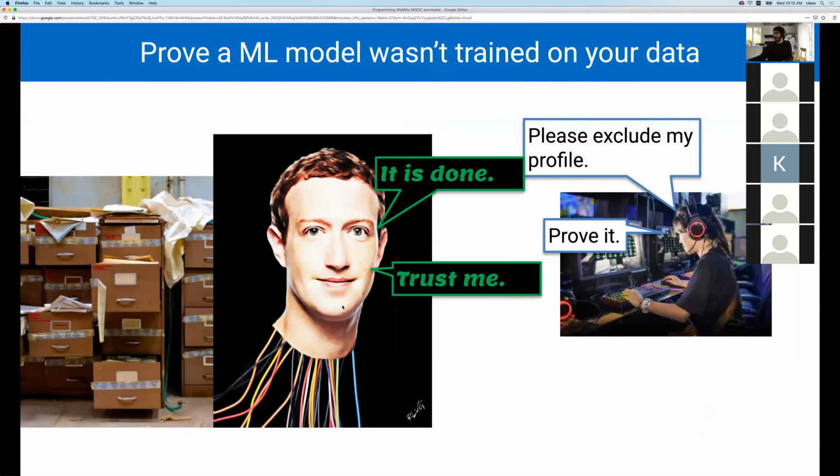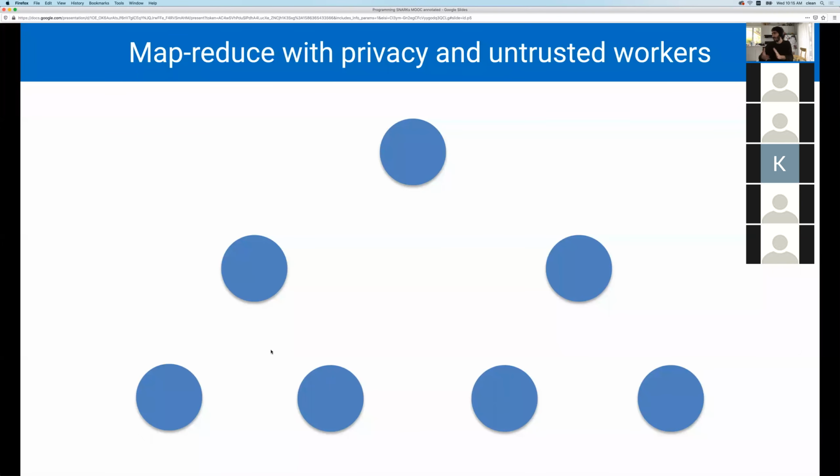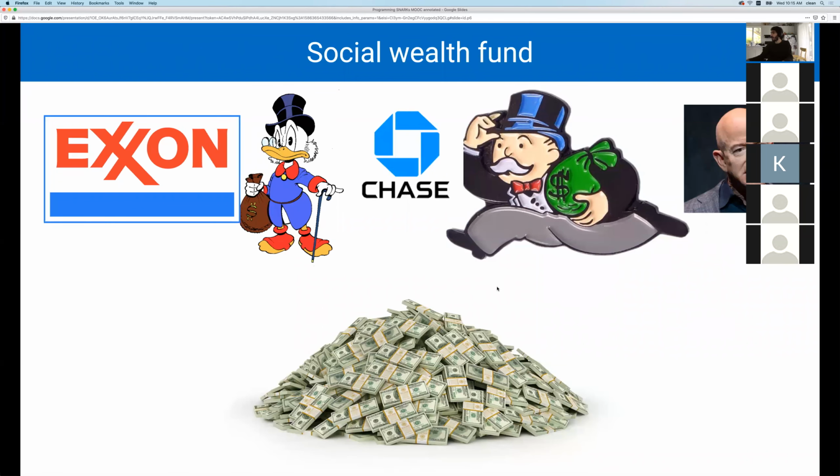Is the example kind of clear anyway? That of a parallel computation where the intermediate nodes may be malicious. Say this is malicious, this is good, this is malicious, this is good. You can still perform the whole computation and have a convincing result, even if you don't necessarily trust the nodes themselves.